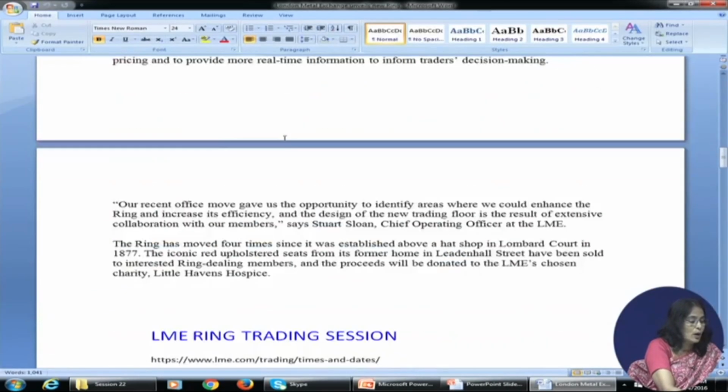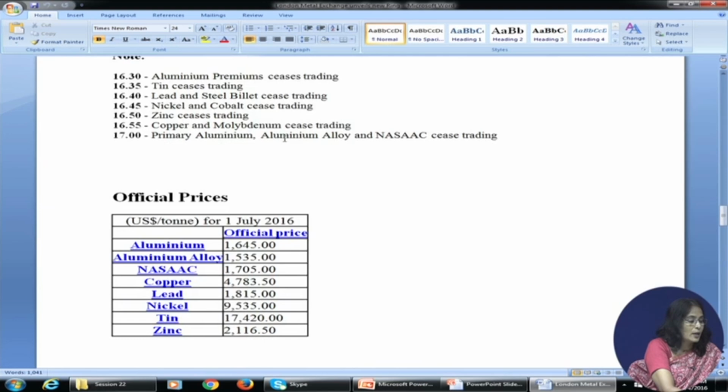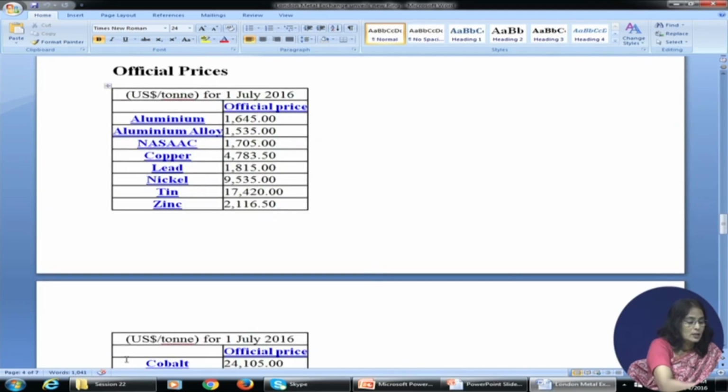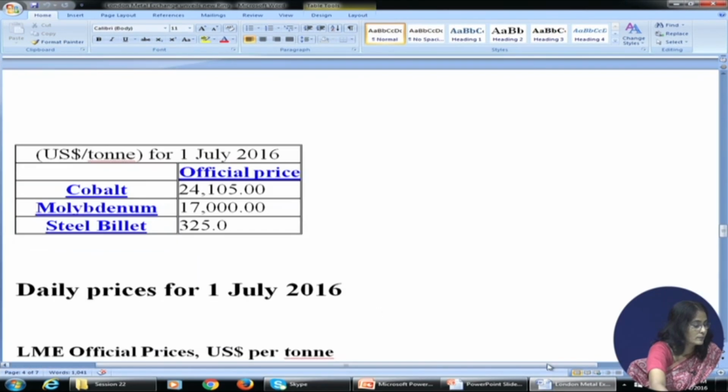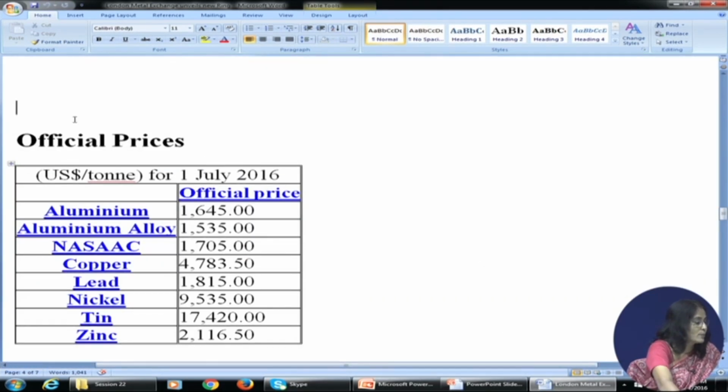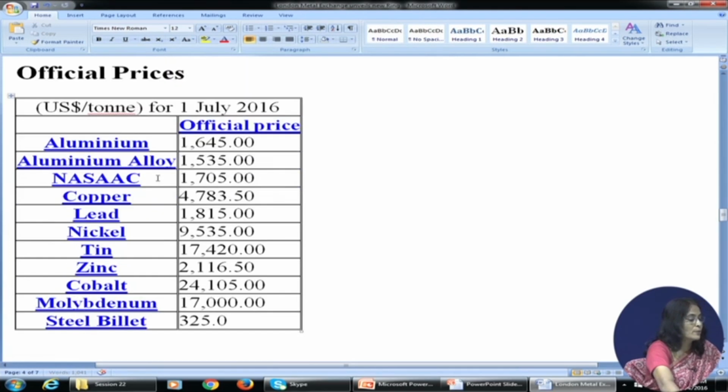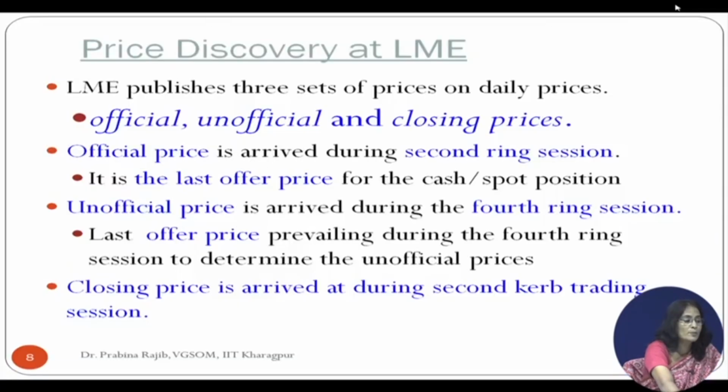So let me take you through how the official price looks. Please see this table. This is the official price as announced by LME as on 1st July 2016. So you have the aluminum official price, aluminum alloy, copper, etc. These are the official prices. Besides this official price, LME also provides something called an unofficial price and a closing price.